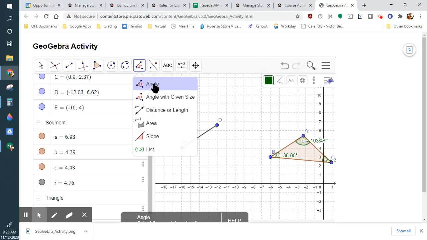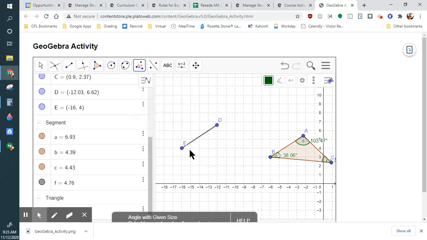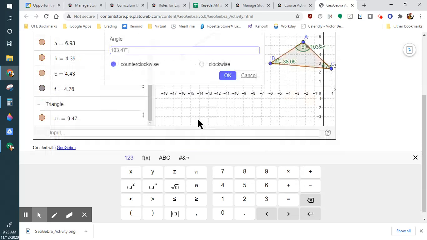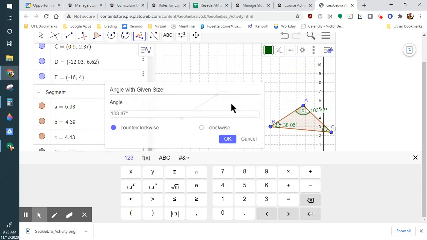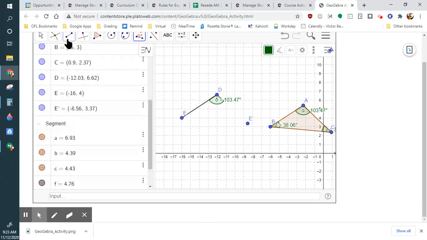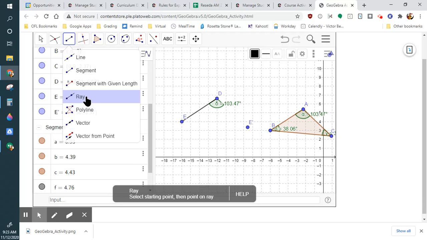You're going to go, angle a given size, here to here, and it saved it from last time. So there's our angle. Make your ray like before.